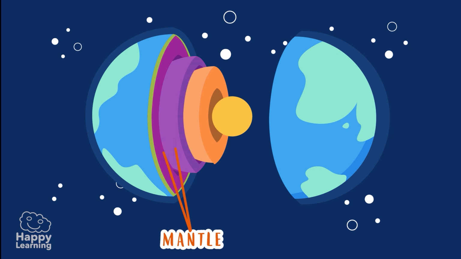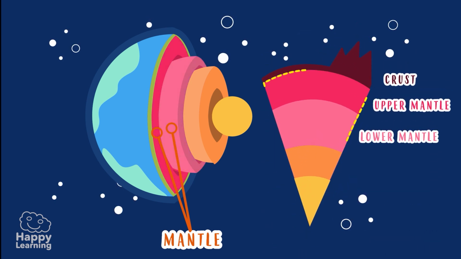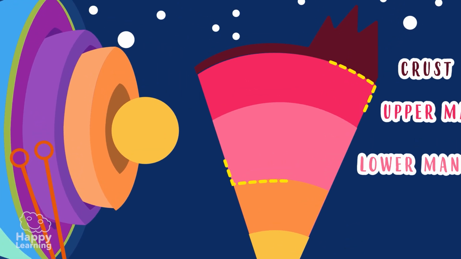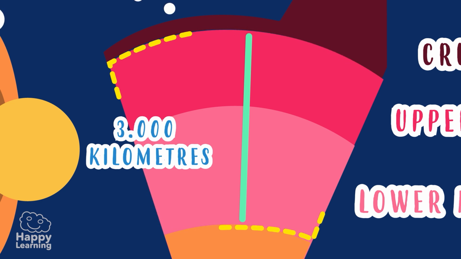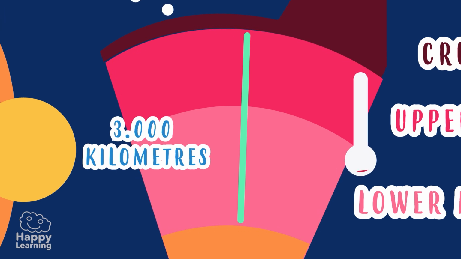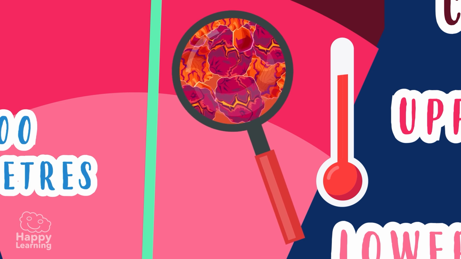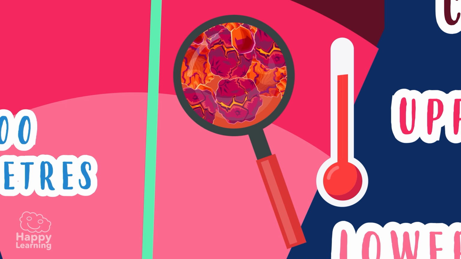The mantle is the middle layer of the geosphere and is located below the crust. It is the thickest layer, estimated to be about 3,000 kilometers long. Temperatures in the mantle are so high that the rocks and materials that form it are semi-molten like cheese. Can you imagine how hot it is?